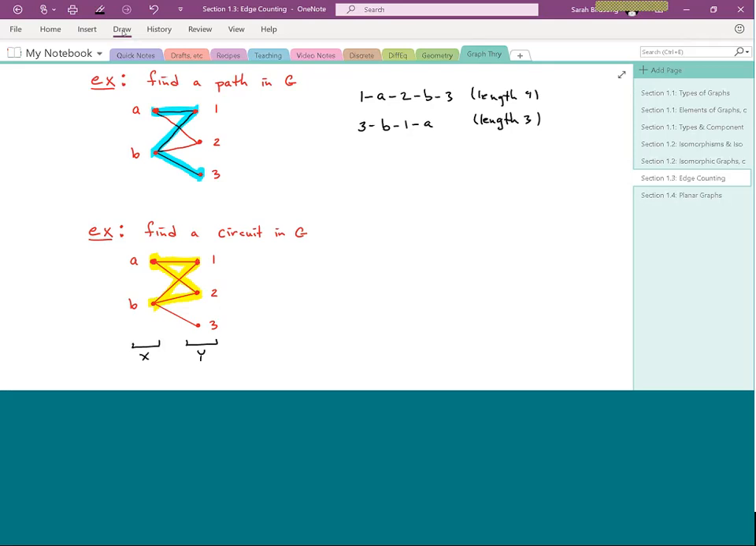Let's go ahead and write out that circuit. We started at A, and first we went that way. So we have A, 1, then B, then 2, then back to A. Quick check, what's the length of this circuit? Yep, this one would be 4 because we used 4 edges. Some people like to ignore the last vertex because it's a duplicate of the first one.